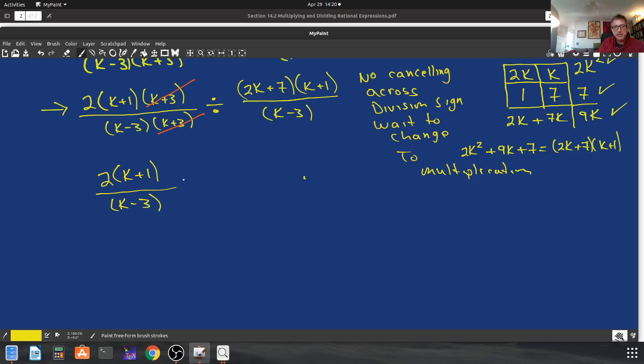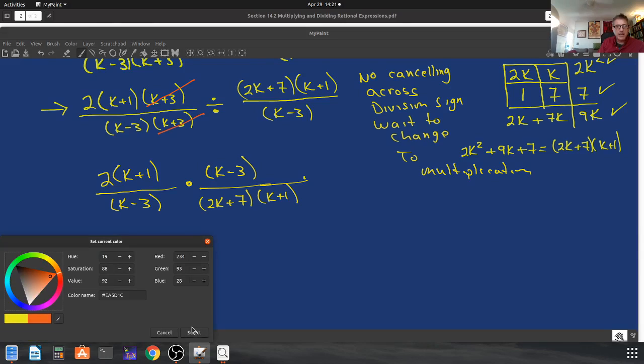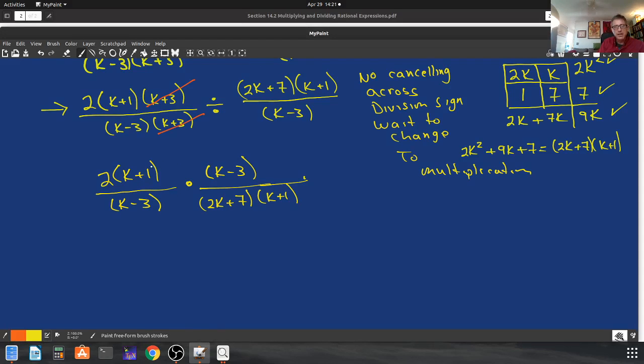Now I'm going to change my division to a multiplication sign and write now the reciprocal of my second term. So that's going to give me k minus 3 over 2k plus 7, k plus 1. Now that I've changed it into multiplication, I can start canceling, because you can cancel across the multiplication sign. K plus 1, there's 1 here and there's 1 here. K minus 3, there's 1 here and 1 here. I've canceled everything that can be canceled.